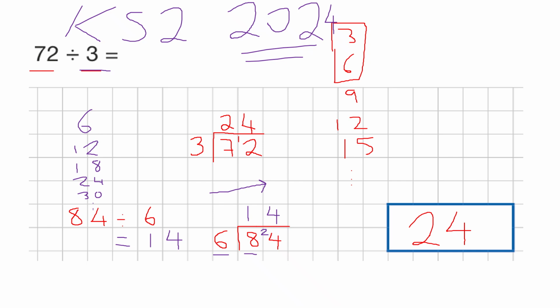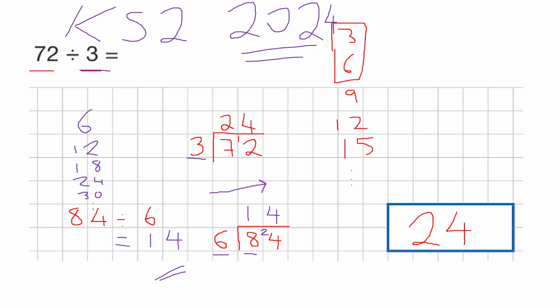And then I say, how many 6s go into 24? That goes in 4 times fully with no remainder. So my answer here to 84 divided by 6 is 14. And here, 72 divided by 3. Again, just to recap briefly before I end the video: how many 3s go into 7? It goes in twice fully with a remainder, or a leftover, of 1.